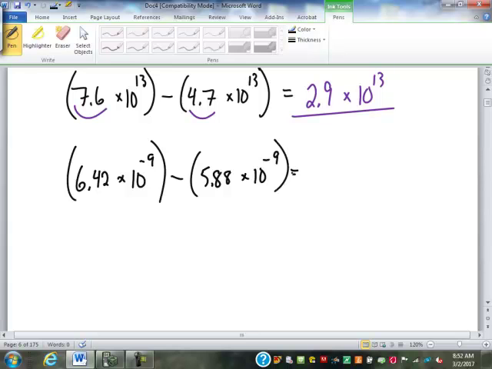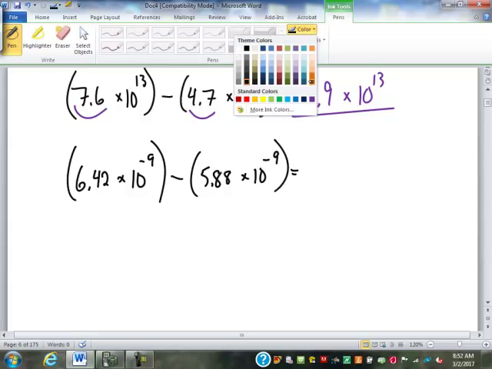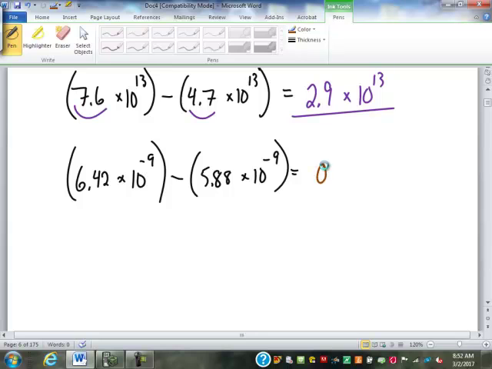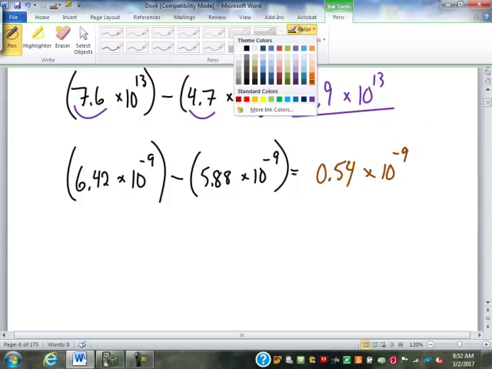These have the same name. Yep, they do. So we're going to subtract. 6.42 minus 5.88 is 0.54 times 10 to the negative 9. What's wrong with that?